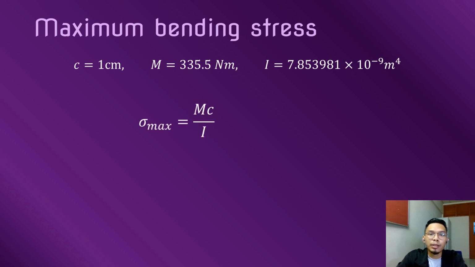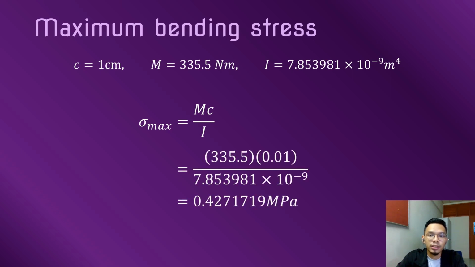So we include them in the maximum bending stress formula, and we got the maximum bending stress equals 0.427 megapascal. This value means that the maximum bending stress that the bar can handle at that point is 0.4271719 megapascal. So if it exceeds this value, the bar will start to bend and deform permanently.